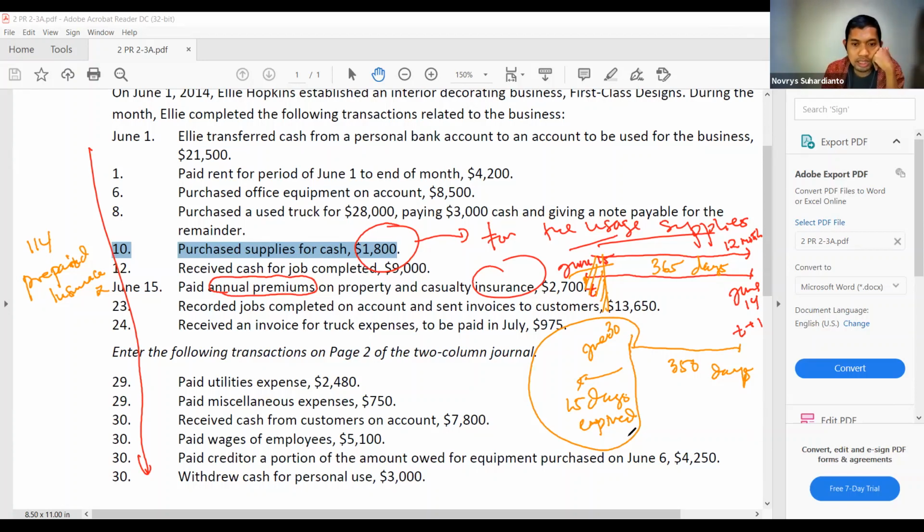That means we need to adjust the balance of this insurance premium. The prepaid insurance is no longer 2,700. It must be less than 2,700 because 15 days out of 365 days have already expired.